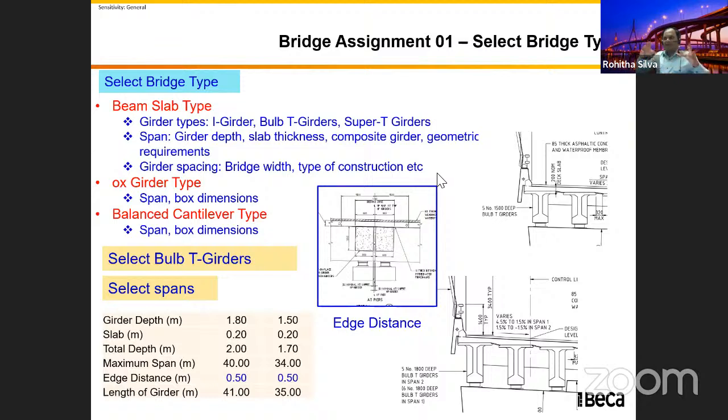And then we're going to select the bridge type. We're going to select the bridge with the beam slab type. There are a few kinds of girder, and you need to select the type of girder. It could be I girder, it could be a bulb T girder, could be a Super T girder. So I'm going to go with the bulb T girders.